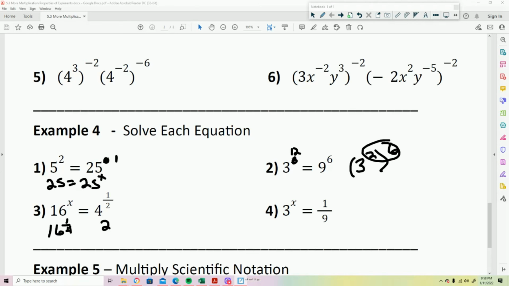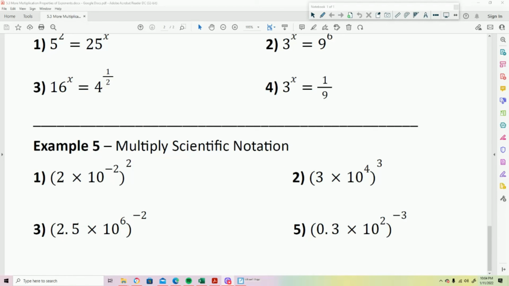Okay, on this one, 3 to the x power equals 1/9. Well, something has to flip it to get it on the bottom, and something has to square it to get it to be 9. So to flip it, I need a negative, and to square it, I need a 2. So 3 to the negative 2. That flips it, and that squares it, so it gives me 1/9. Again, just a little logic in solving some of these equations.